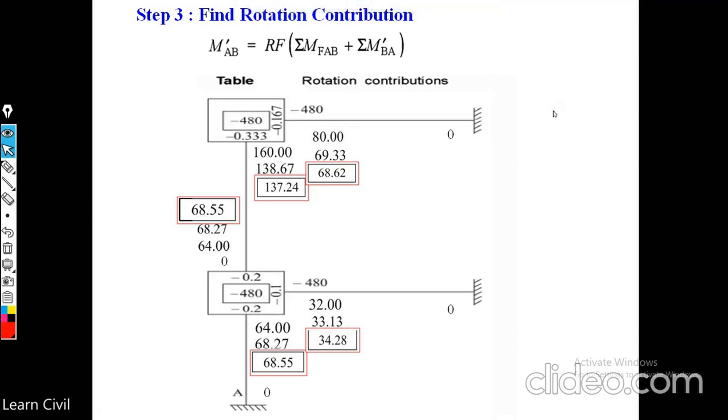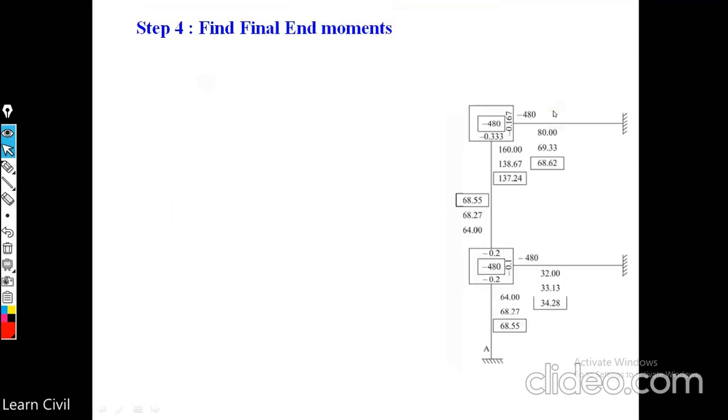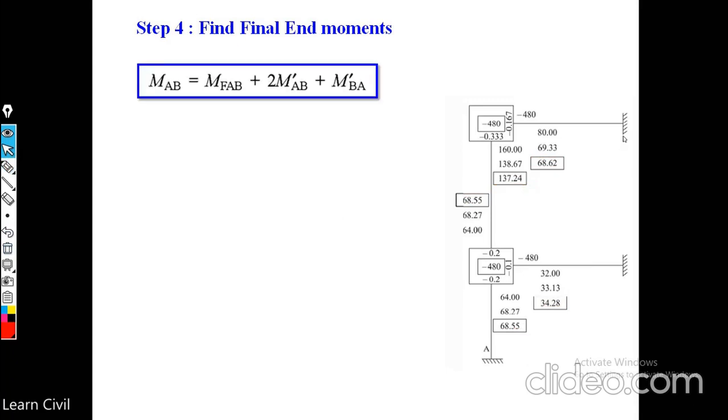The next step is to find out the final end moment. We have found the rotation contribution. So these are the rotation contributions for different members. So we start. This is the formula which will be used for calculating the final end moment.